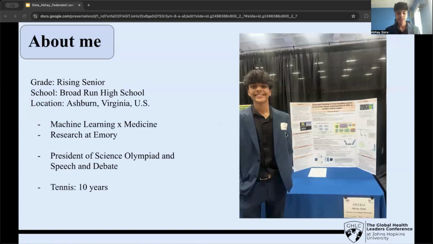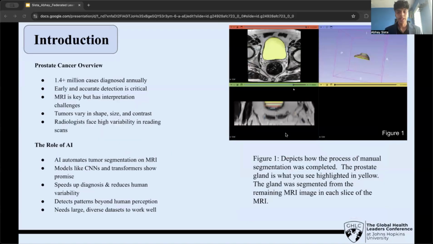I'm a rising senior at Broadrun High School, which is located in Ashburn, Virginia. I'm very passionate about machine learning and medicine, and that's why I'm currently doing research at Emory. And at school, I'm the president of Science Olympiad and speech and debate, and I've been doing tennis for about 10 years.